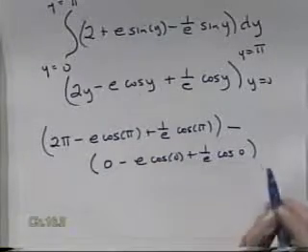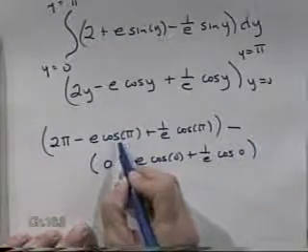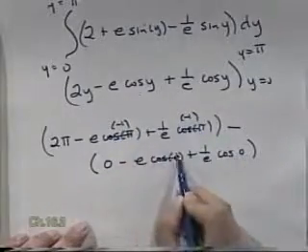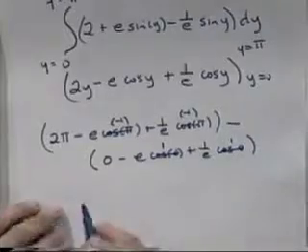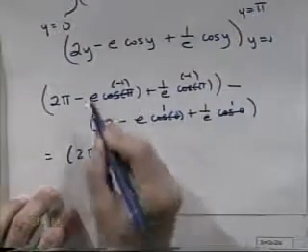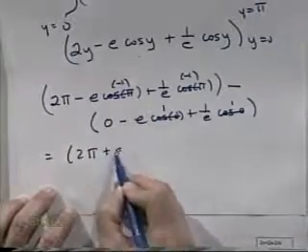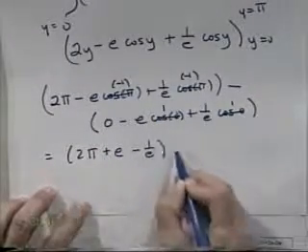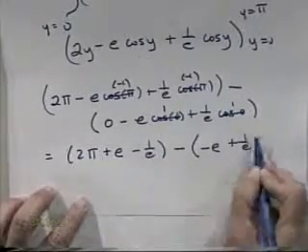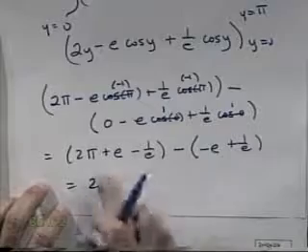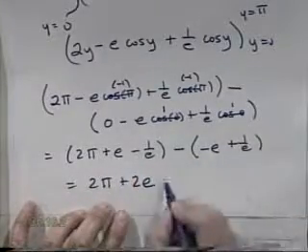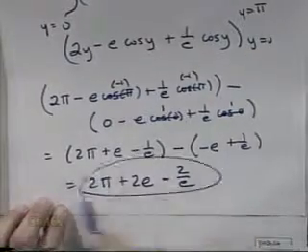Now let's see, what's cosine of pi? A -1. And cosine of 0 is 1. So finally this gives me 2 pi, minus times a negative is plus e, minus 1 over e, minus e plus 1 over e. So that gives me 2 pi, e plus e is 2e, minus 1 over e minus 1 over e is minus 2 over e, is my final answer.